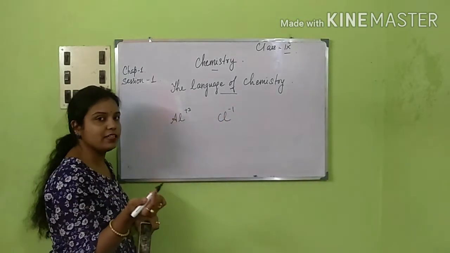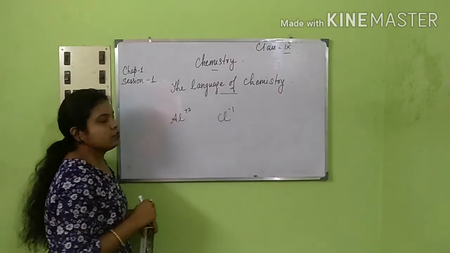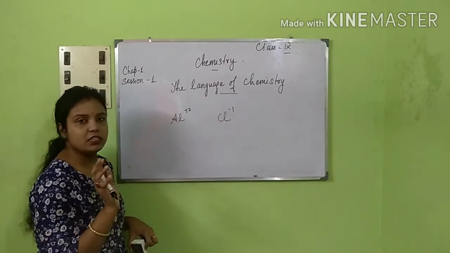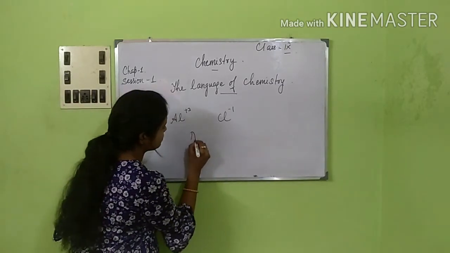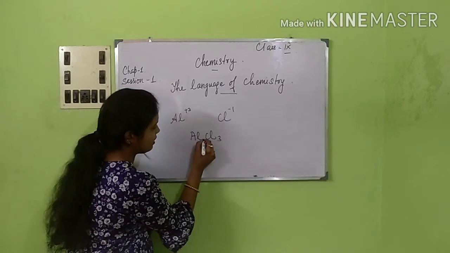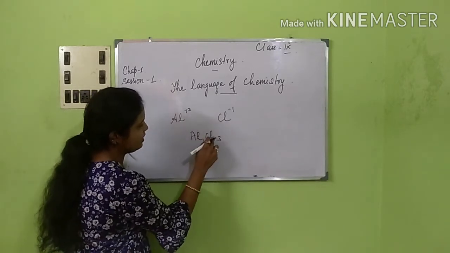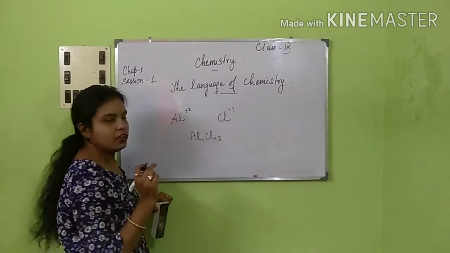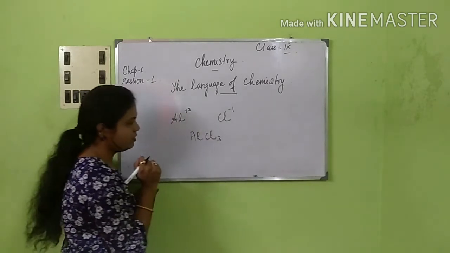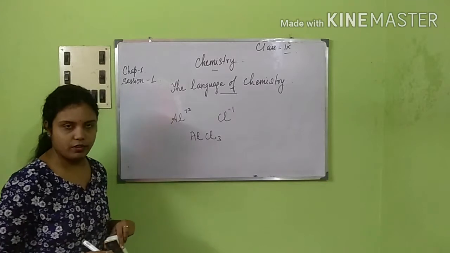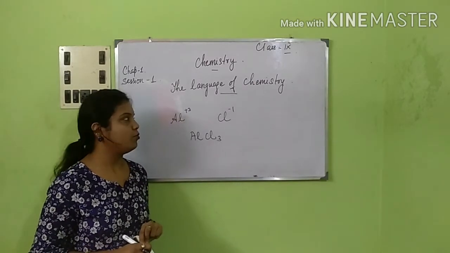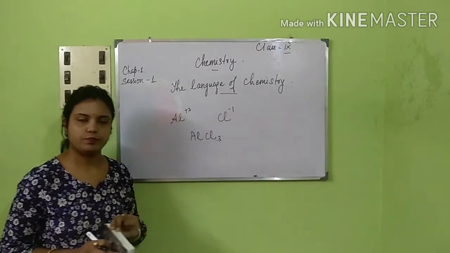Now as we said, the 2 valencies will get interchanged, but we will not write the signs over here. So it becomes AlCl3. This 3 comes down with Cl. Here we will not write the 1. We will just write AlCl3. This is the chemical formula of this particular compound.